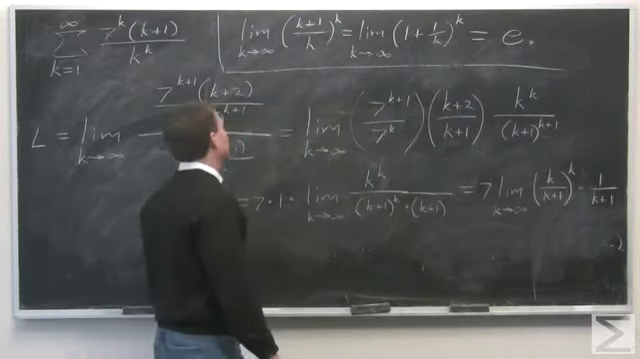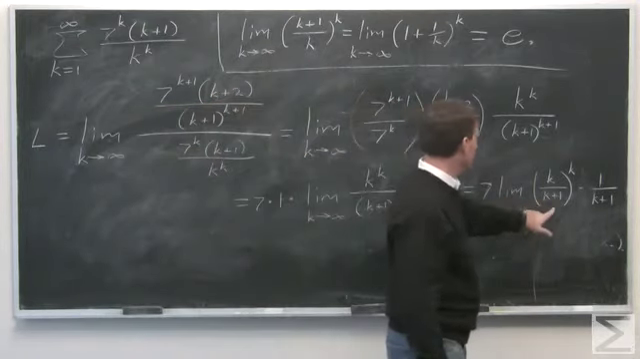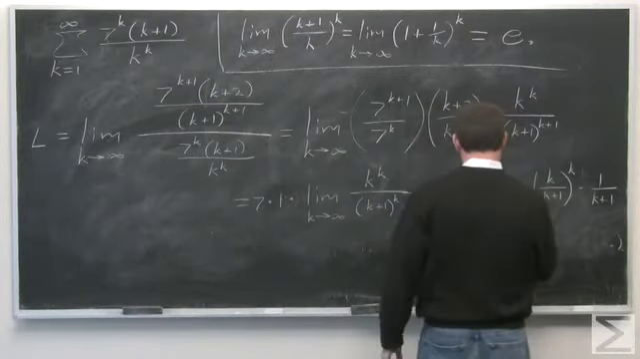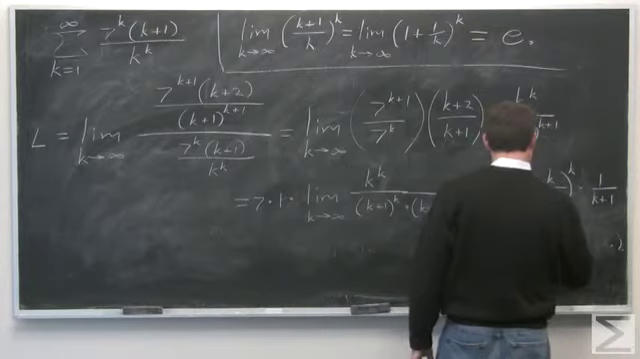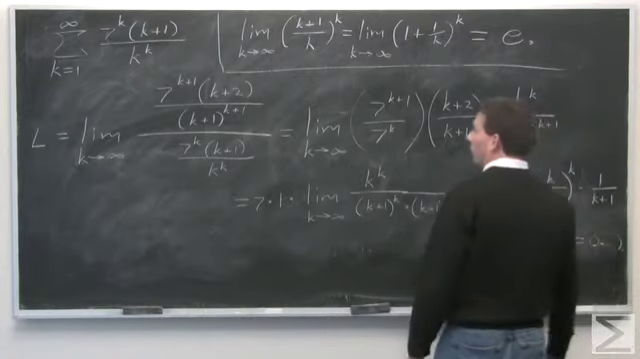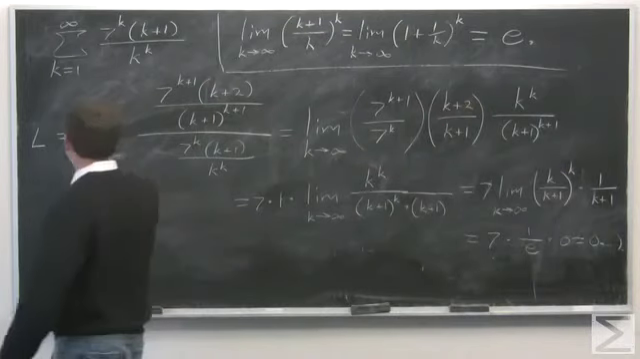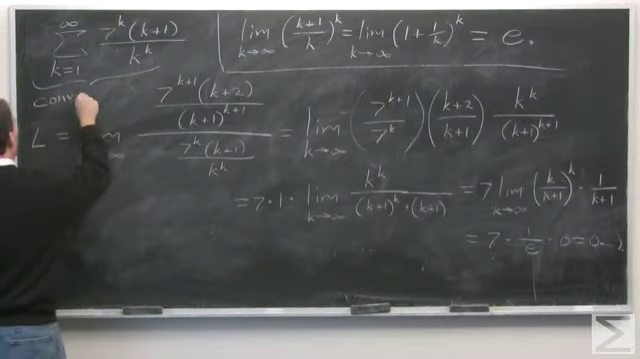That is e. But this was the reciprocal of this. So this is 1 over e. So we're getting 7 times 1 over e times, well, 0. So that's 0. 0 is less than 1. So this converges by the ratio test, because we got L is 0.